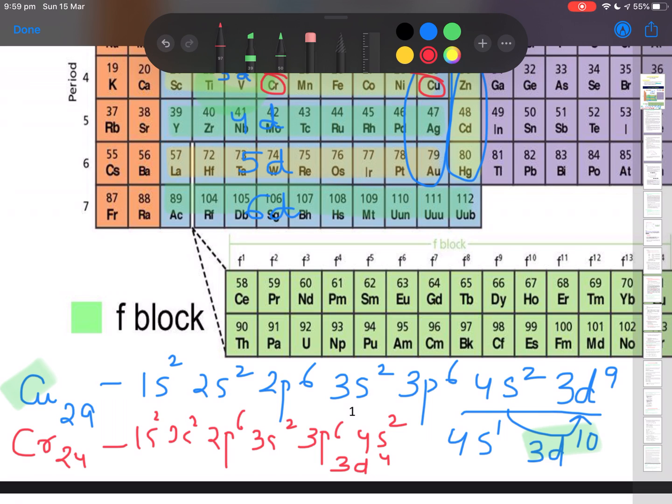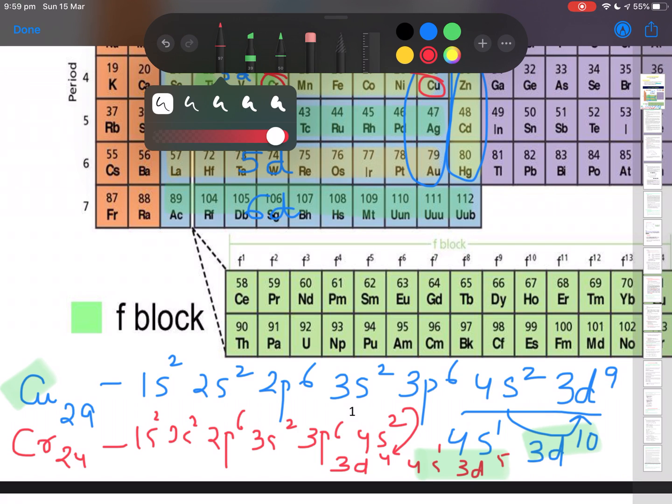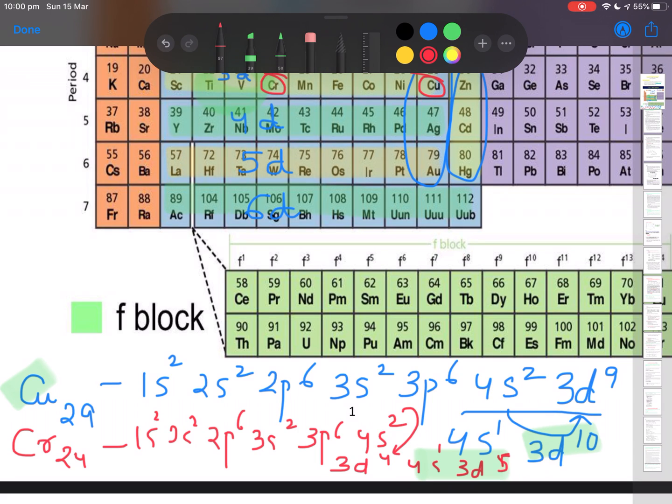One electron from the s orbital jumps into d to attain extra stability, and therefore the configuration, instead of 4s2 3d4, becomes 4s1 3d5. That's very, very important. Again, one electron from the s orbital has jumped into the d orbital to attain extra stability. So remember this exception of chromium and copper in the series. So hopefully this point is clear to you.